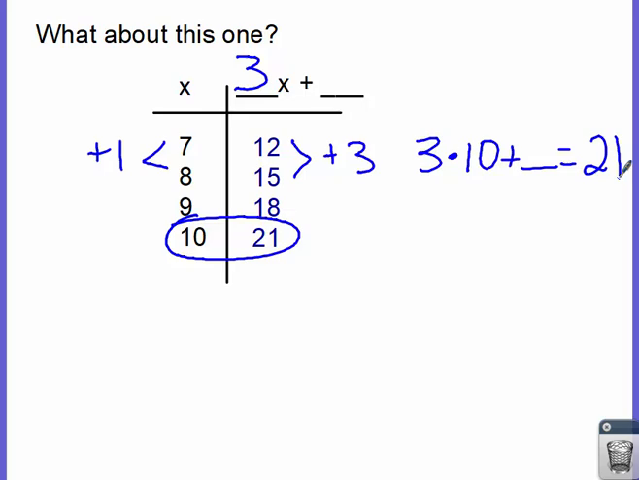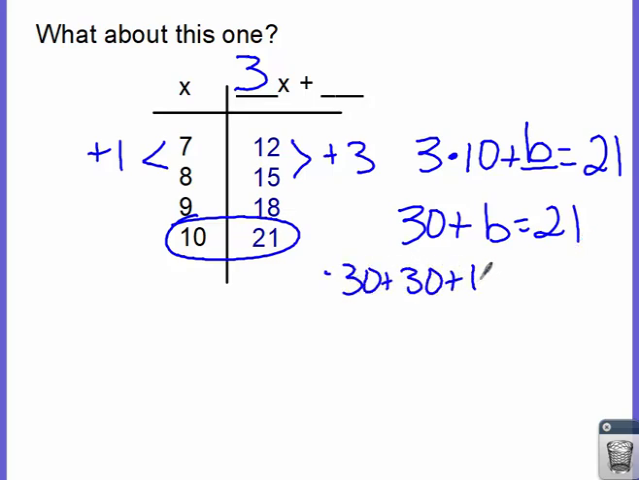Now, one of the things that's really kind of cool is I can actually go ahead and leave that as my b, because I know that's a b value, and solve this like an equation. 3 times 10 is 30, plus b is equal to 21. Now, how do I get that b by itself? I subtract 30 from both sides. So -30 plus 30 plus b is equal to 21 plus -30. So b is equal to -9. So that tells me my y-intercept is -9.